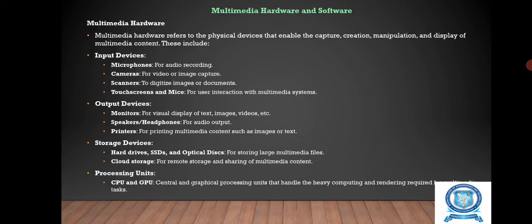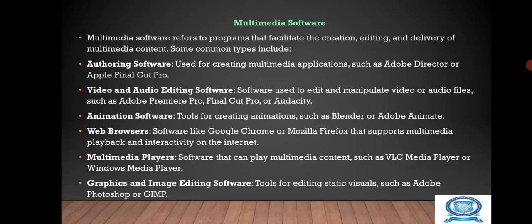The output devices are the monitors, speakers, and printers. Monitors are for visual display of text, images, videos, etc. Speakers or headphones are for audio output, and printers are for printing the multimedia content such as images or text. The storage devices are hard drives, SSDs, and optical discs for storing large multimedia files. Cloud storage is used for remote storage and sharing of multimedia content. The processing units, that is CPU and GPU, the central and graphical processing units, handle the heavy computing and rendering which are required for completing the task.